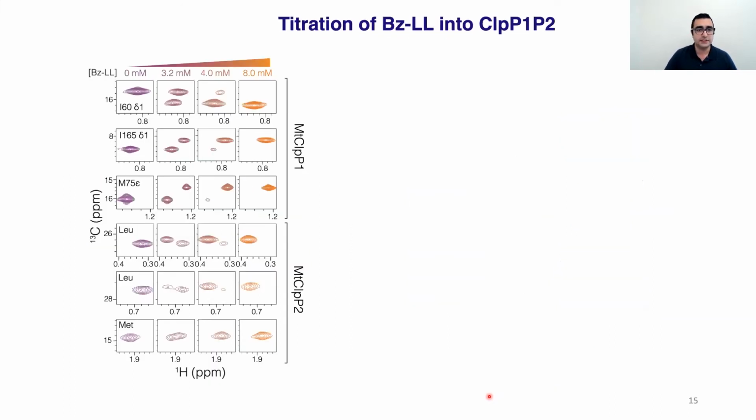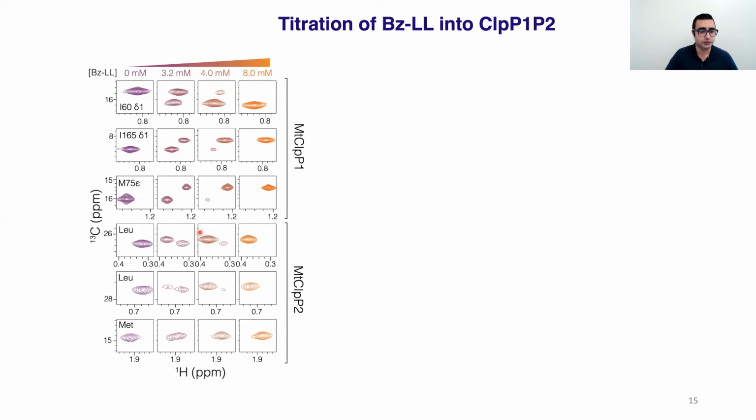For that, we made heavy use of NMR spectroscopy. Given that we have full assignments of P1, we did a titration involving the addition of fully deuterated bezel into the spectrum, going up to 8 millimolar. I'm showing only 3 residues here. But what you see, even with these millimolar concentrations, is the disappearance of one peak and the appearance of another, which get modulated in intensity with additional bezel. This is for isoleucine 60, isoleucine 165, and methionine 75.